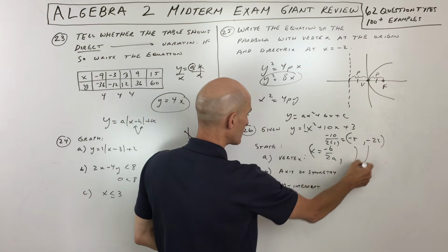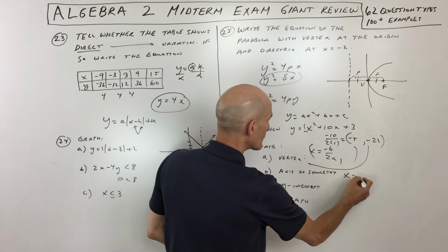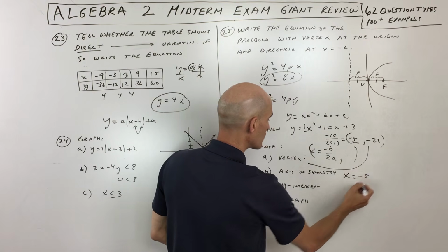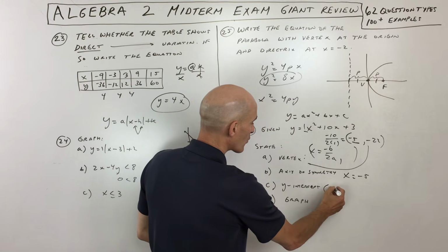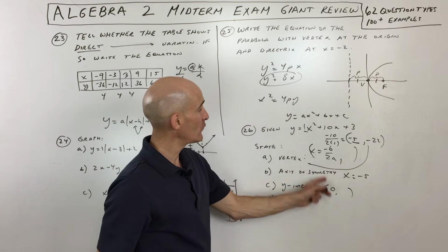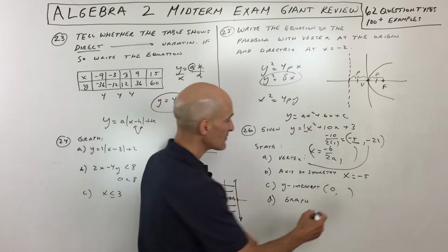So that's our vertex right there. Axis of symmetry is going to be going through the x-coordinate of the vertex. That's x equals negative 5. The y-intercept is where the x-coordinate is 0. Okay, so if we put 0 in for x, you can see that the y-intercept is 3.